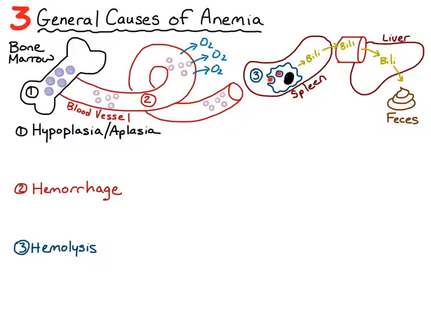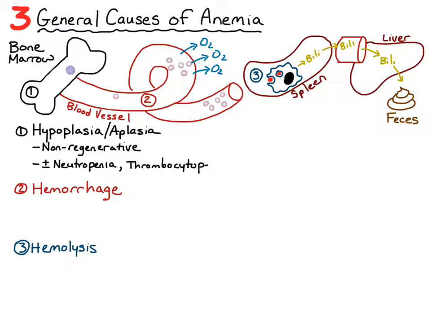So going back to hypoplasia and aplasia, there is decreased production of red cells by the bone marrow, and this results in a non-regenerative anemia, meaning that the reticulocyte concentration is normal or decreased. Now, depending on the cause of the anemia, there may or may not be additional cytopenias. So there may be decreased concentrations of neutrophils, neutropenia, and there may be decreased concentrations of platelets, thrombocytopenia.